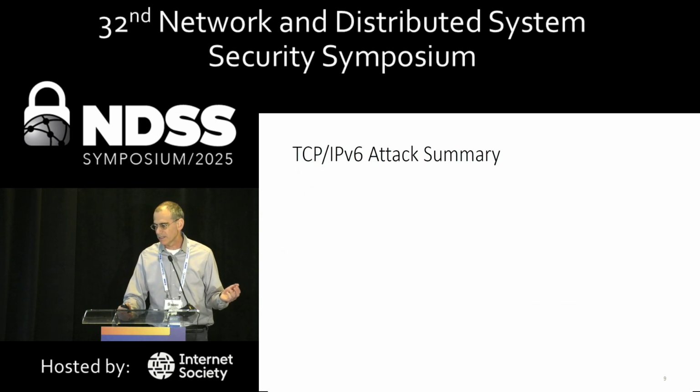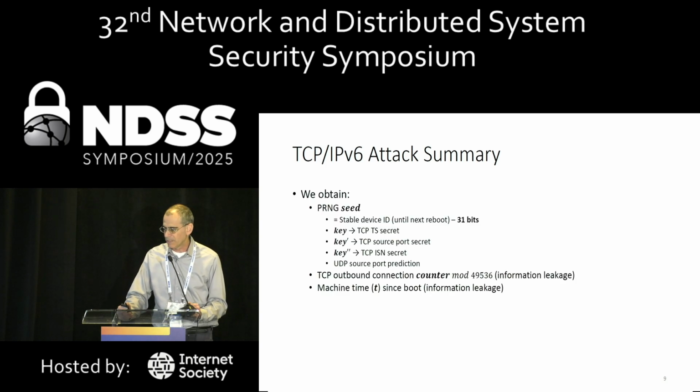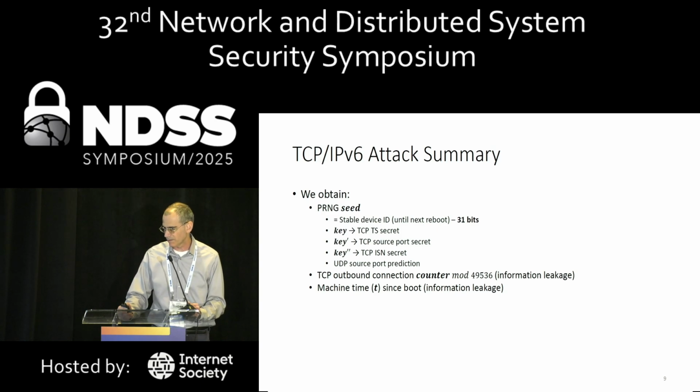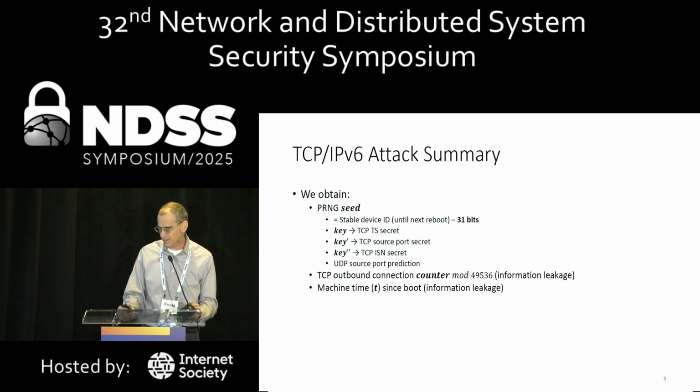So to summarize the TCP IPv6 attack, we obtained a PRNG seed, which is a stable device ID until the next reboot. That's a 31-bit device ID. And we can also derive the TCP secrets, the one used for the TCP timestamp secret, the one used for the TCP source port secret, and the TCP ISN secret, which allow us to predict those TCP headers in the future. We also get the seed, so we can predict PRNG values in the future, hence UDP source port prediction.